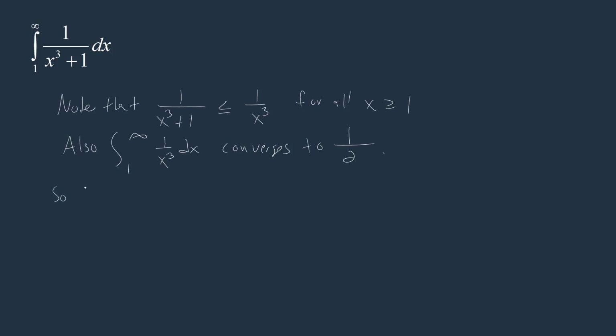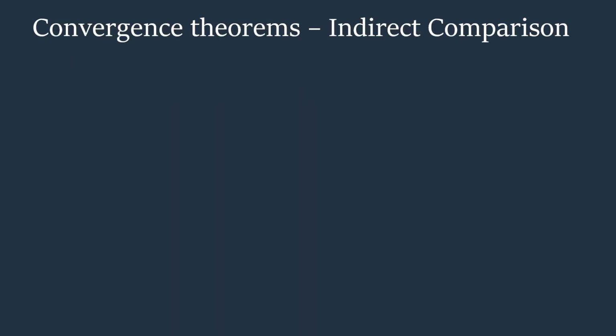So, by direct comparison, the integral from 1 to infinity of 1 over x cubed plus 1 dx also converges. I just don't know what it converges to. It could converge to a half, but it's incredibly unlikely. It's probably less than that. It's more than 0, but it's somewhere between 0 and a half. Now, the direct comparison test is usually the first thing we try if you just want to know if the integral converges or not.